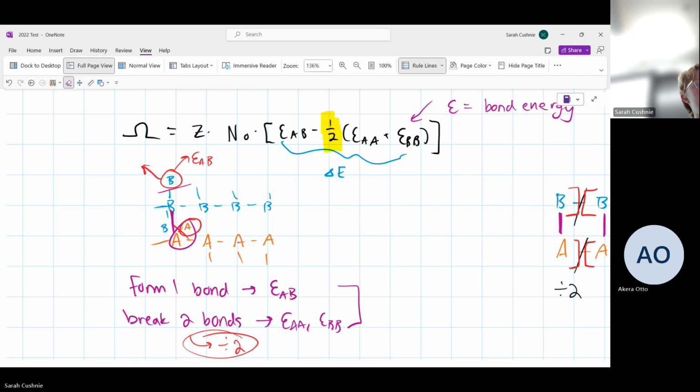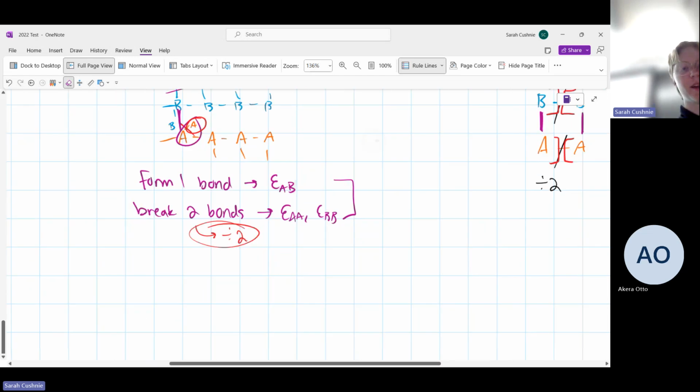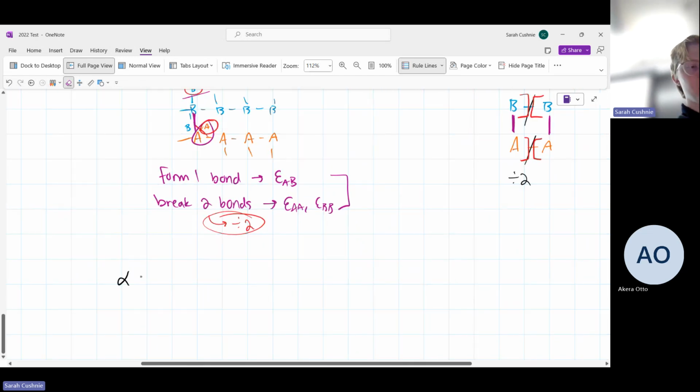That is another way to find it. So yes, you're right. We have the equation alpha is equal to omega over RT. Do you remember what alpha is? I remember it actually didn't have any meaning. It was just a parameter that you could use to find other things.